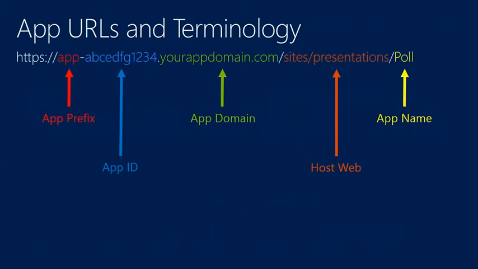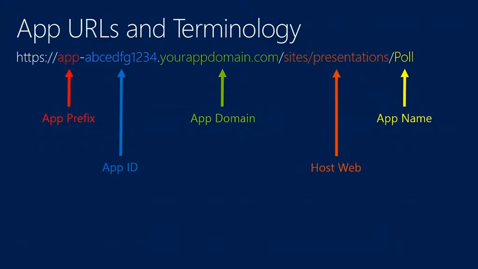As you'd expect, as we're isolated, we're going to have a specific URL for each application, and this is the breakdown of how that works. First off, on the right, we have the app prefix. Now, the app prefix is configurable by administrators of the system, so it could be app, it could be something else if you want it to be. We have the app ID. This is a randomly generated ID that is generated when the app is created, followed by the app domain, again configurable by the administrator of the system.